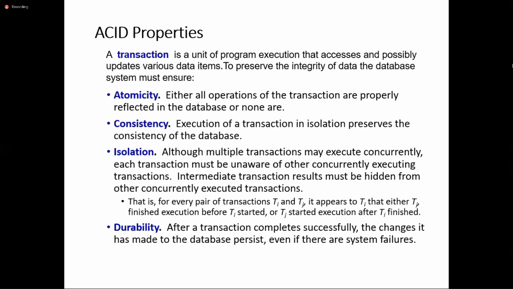Okay, durability: after the transaction completes successfully, the changes it made to the database persist even if there are system failures. Sometimes after a system failure, the database goes back to the previous state. So these are the four properties in the database.